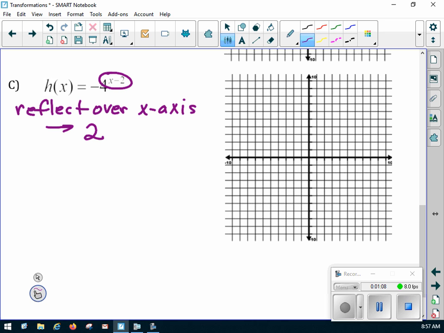Questions there? All right. If I took off the reflect over the x-axis and the right 2, what would I be left with here? 4 to the x. I would be left with y equals 4 to the x. So what I'm going to do is make some points that are on that. Okay?